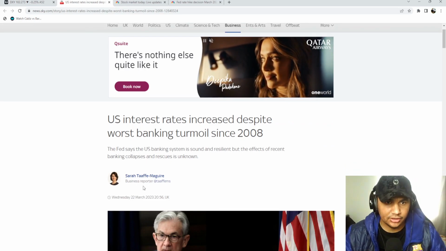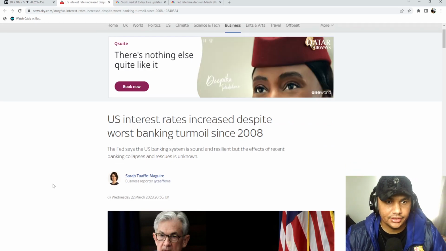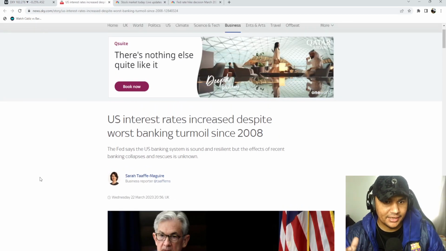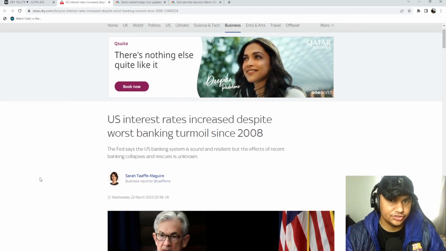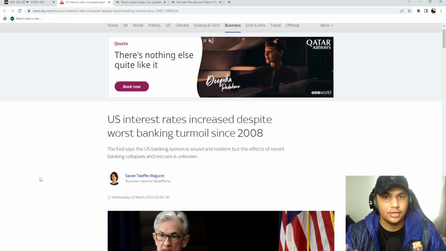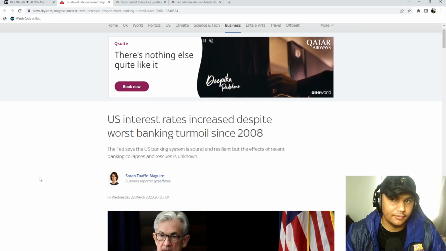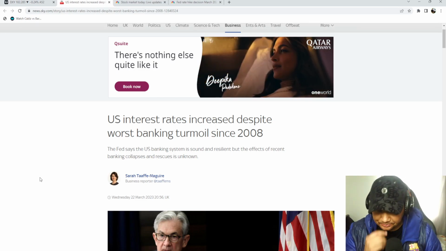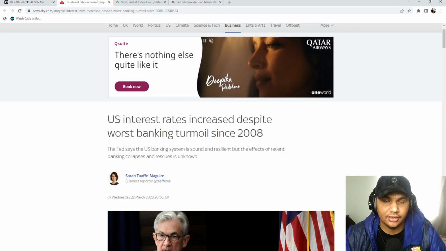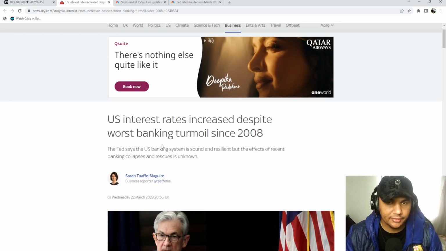onto a technical chart. The first article of the year comes from Sky News. It says US interest rate increased despite worst banking turmoil since 2008. Now if you haven't been living under a rock, you would know that not a lot of banks, but there's been this whole issue with some banks that have filed for bankruptcy. So there's a whole banking problem that the markets are currently in, and then on top of that, the Fed also needs to stabilize inflation.